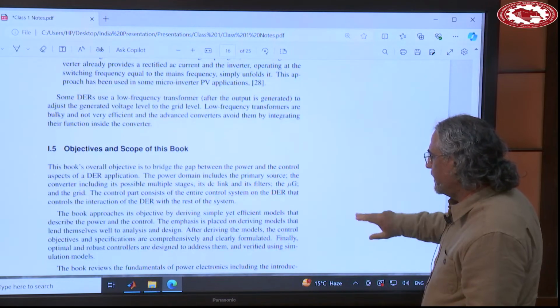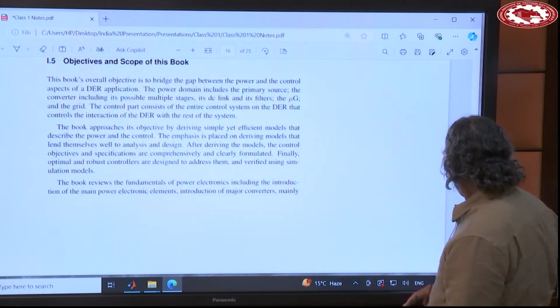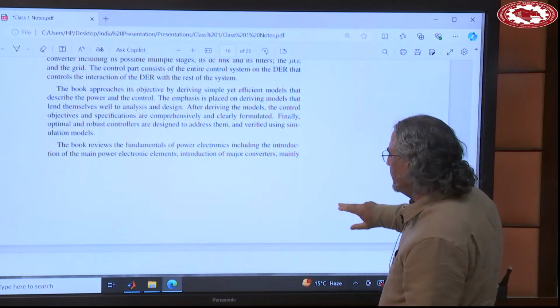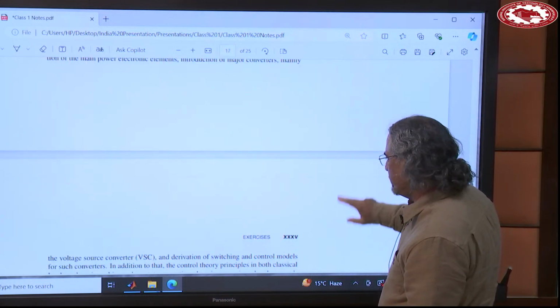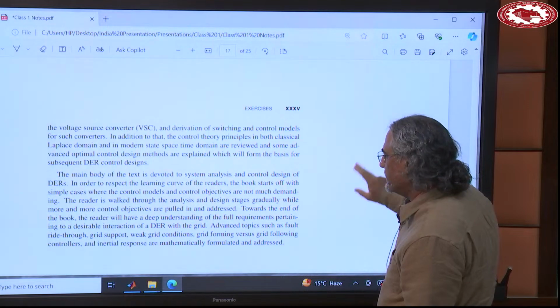Okay. So this is chapter 1. Let me start chapter 2. We will not be able to finish it in the first class, but we'll do it in the next class.